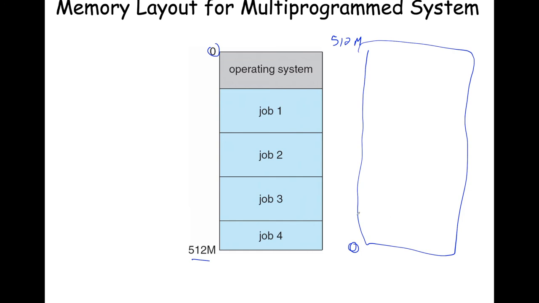So if we were to draw it this other way, you'd have the operating system at the bottom. You'd have job one, then job two, and so forth. Okay. And so this operating system is resident in the bottom part of memory, right? The smallest address, and all of the jobs are in memory after that.